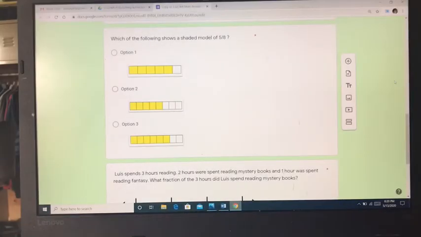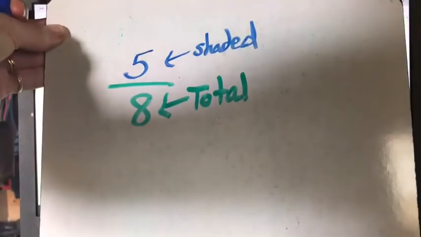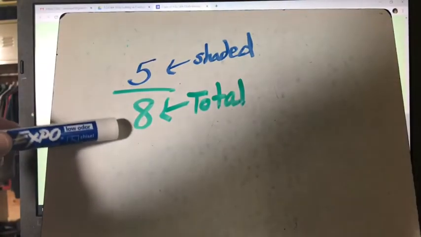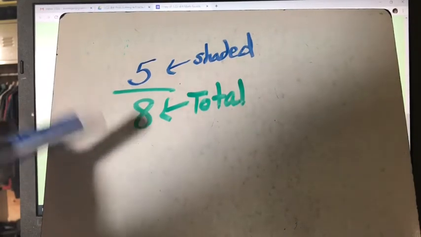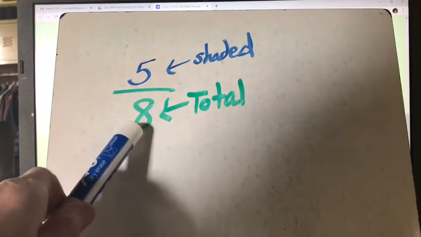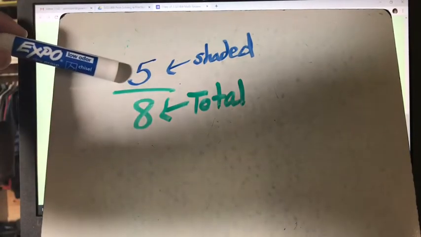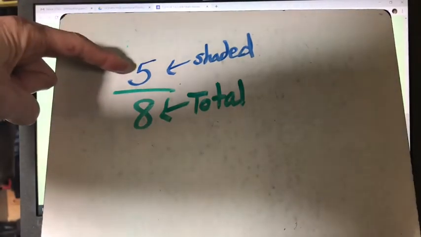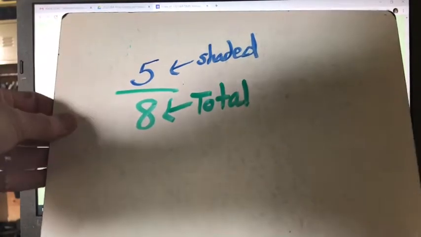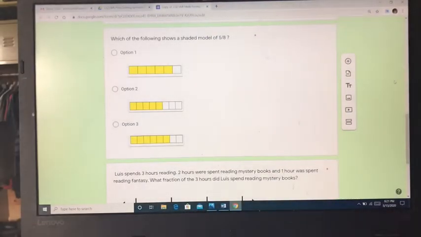Problem number 3 says, which of the following shows a shaded model of 5/8? Right, so I look at my number, 5/8 is a fraction, and then the key word is shaded there. Remember with fractions, the denominator or the total goes on the bottom, denominator down. So I need 8 total squares, and then my top number for this one will be shaded. It could be shaded or unshaded. They want the shaded. So I need 5 shaded out of a total of 8. So let's see which one fits that.